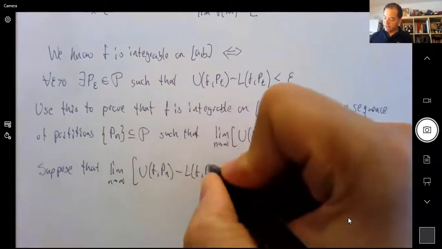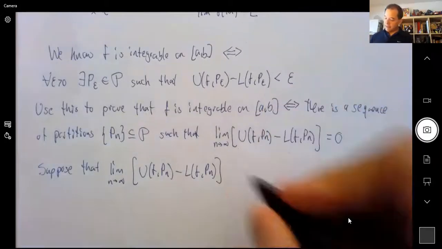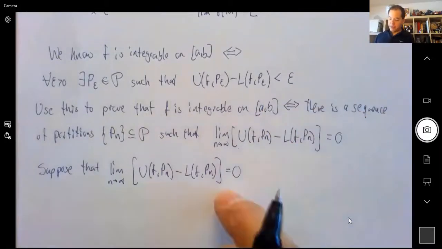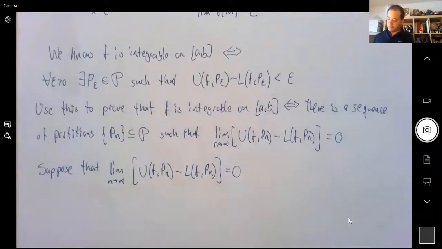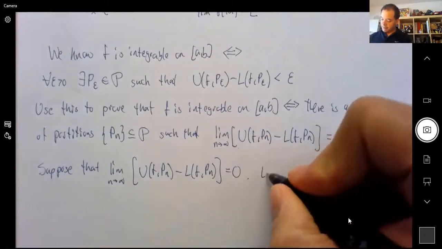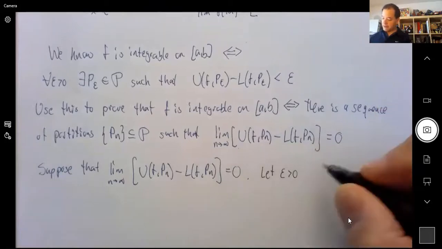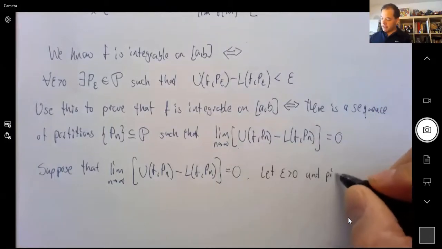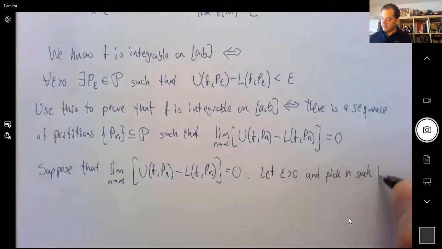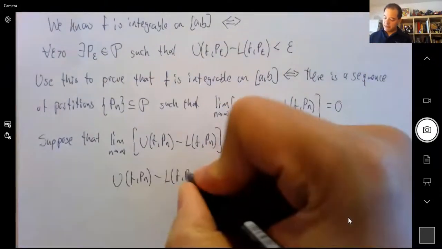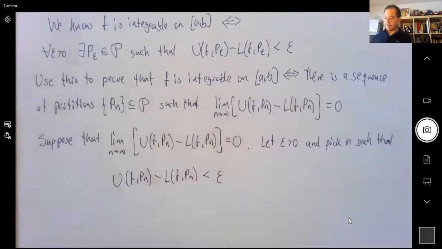So you have one of these functions that is integrable, right? And pick an n such that this makes this less than epsilon. So let epsilon be greater than 0, and pick n such that this difference is less than epsilon, right? That's the definition of this limit being 0, by the way. That's the only thing that I'm using there. Okay, so then what I want to do now is to remind you of some simple inequalities.